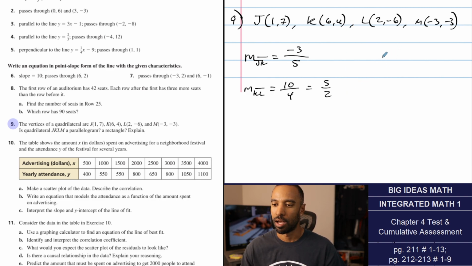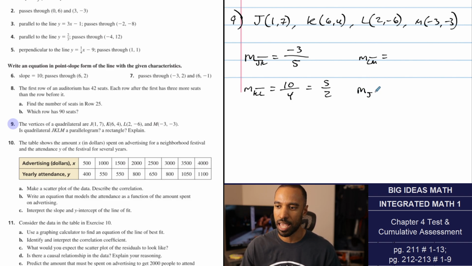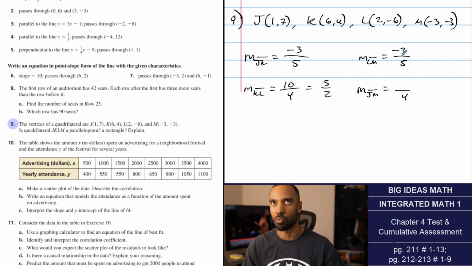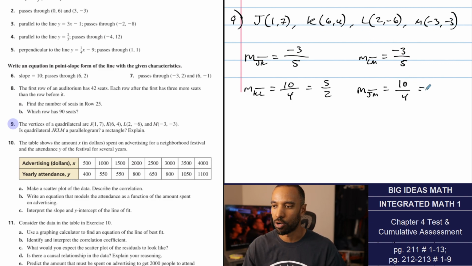From L to M, and then we have to do from J to M, because that's just how it works. From L to M is going from -3 to 2. That's a run of 5. And -3 to -6, that's a fall of 3. So -3 over 5. Hey, look, those are the same. That's important to call out later. J to M, from -3 to 1 is a run of 4. And from -3 to 7 is a rise of 10. So 10 over 4 is 5 over 2.